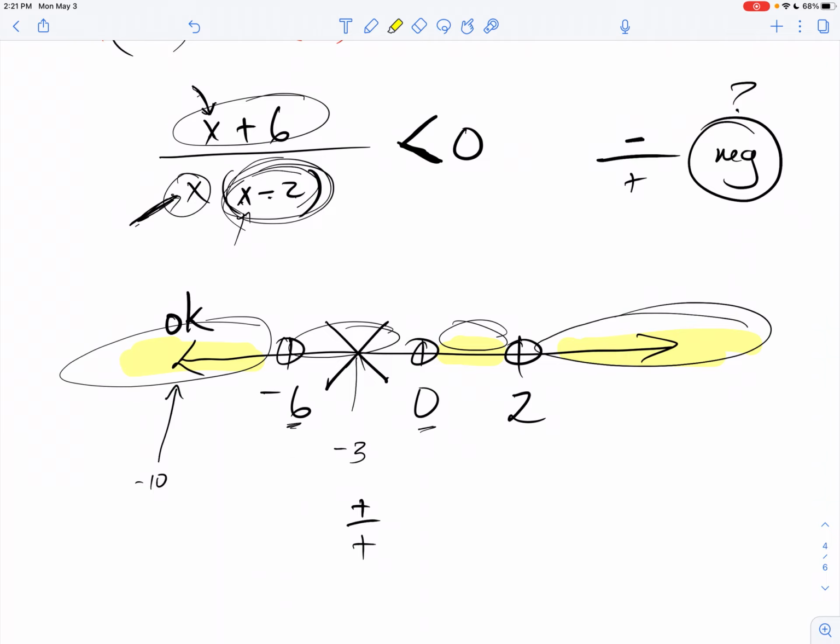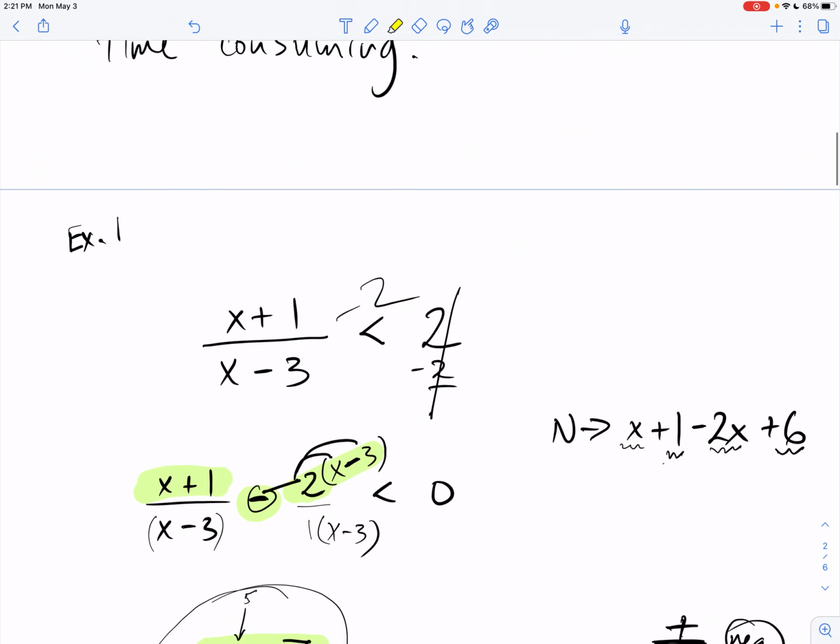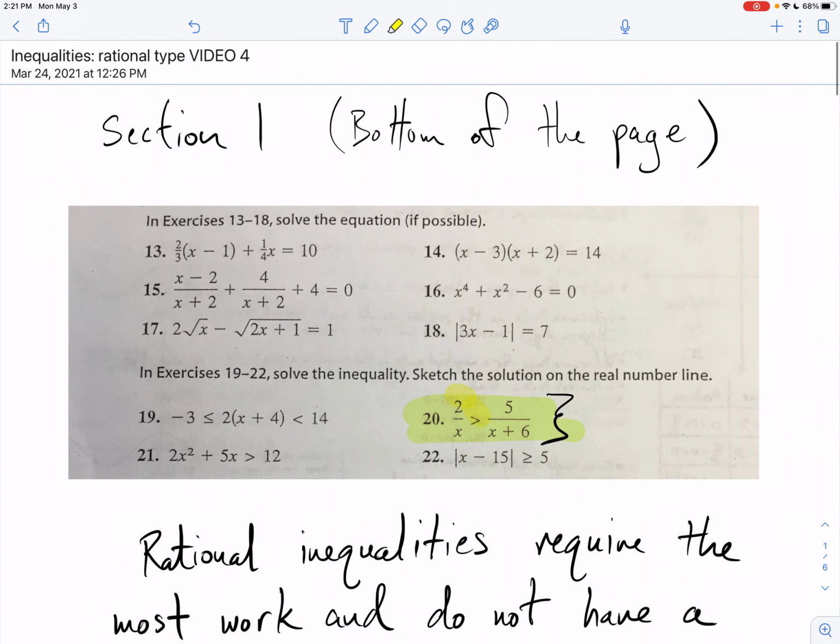Woo, that's a long way to go to get there, but guess what? Now you can do this one question correctly. Okay, good luck. And don't forget, there's an answer key attached to the calc packet, so you can definitely check and see if you sketched the correct solution on the real number line. Okay, bye-bye.